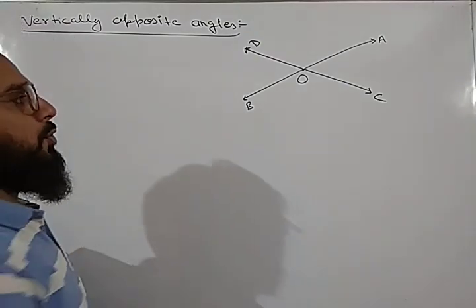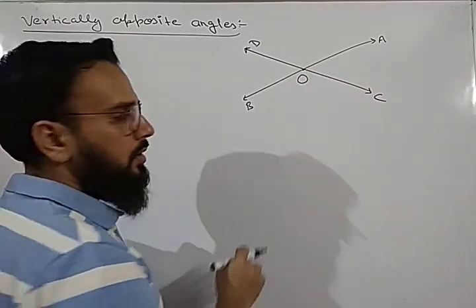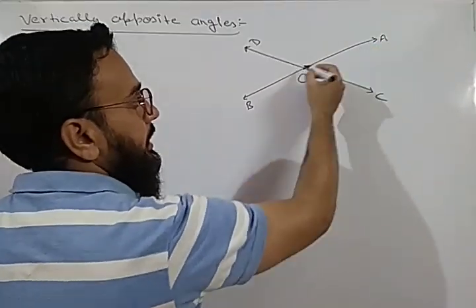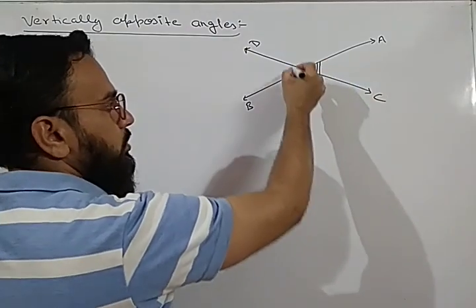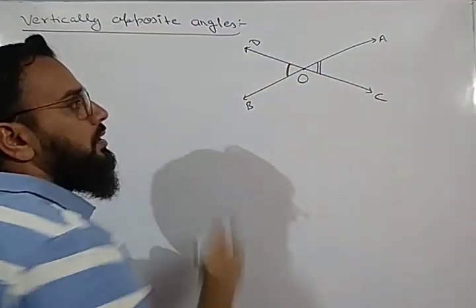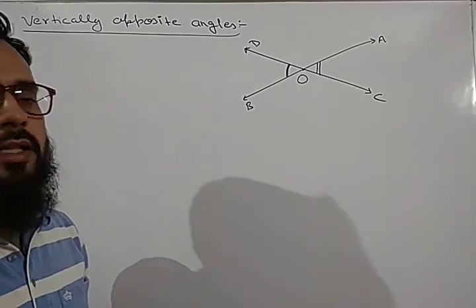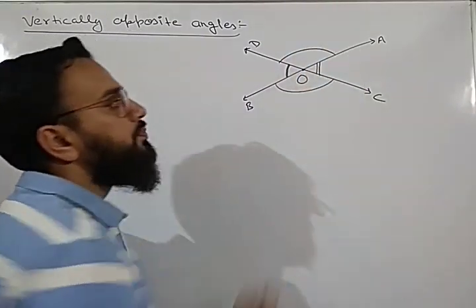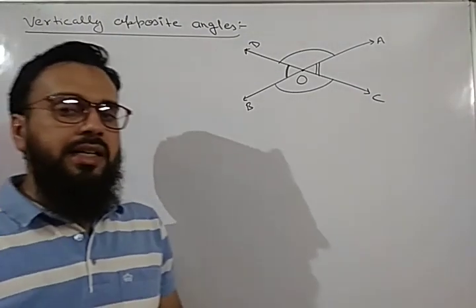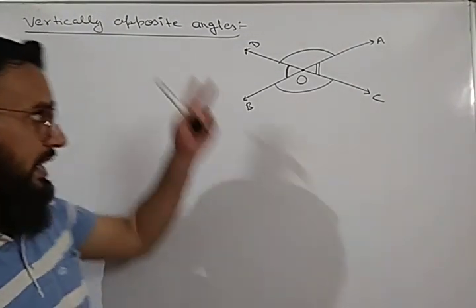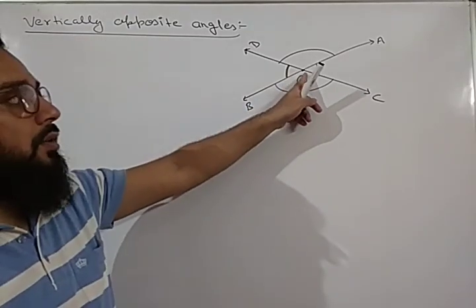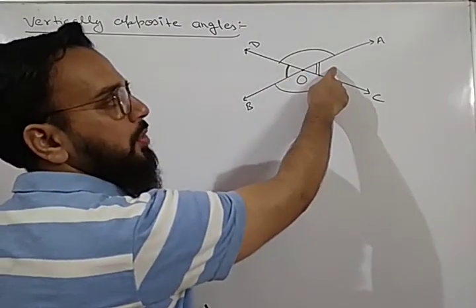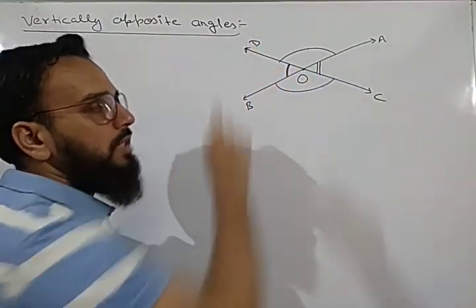The angles formed between these two rays are called vertically opposite angles. Which two angles? Angle AOC and angle BOD are vertically opposite angles. Similarly, angle BOC and angle AOD are vertically opposite angles. The word itself indicates it: vertically refers to the vertex, and these are the opposite angles from the vertex.